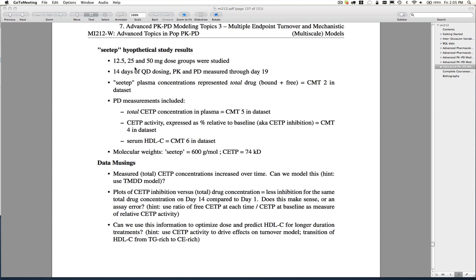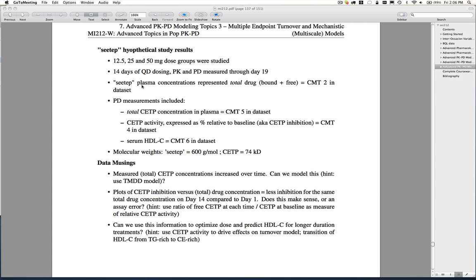So we've got a study where we've studied 12.5, 25, and 50 milligrams. And actually, if you look at the data set, the study must have continued on from there. And so we also have 100 and 200 milligram data within that data set as well. Subjects were dosed for 14 days, once daily. And then we have the PK and PD measured through day 19.